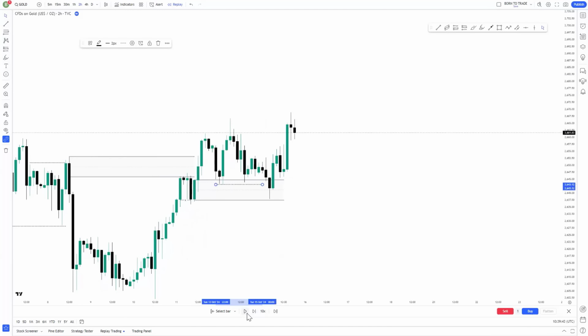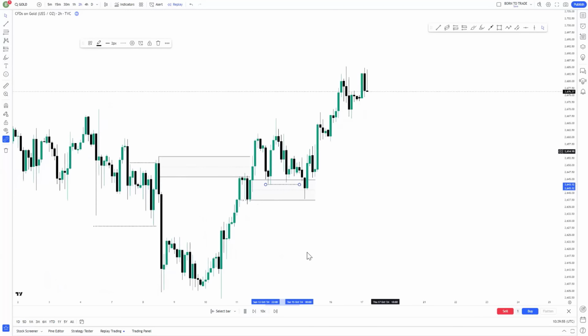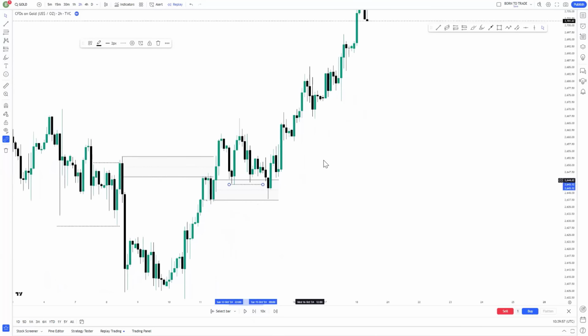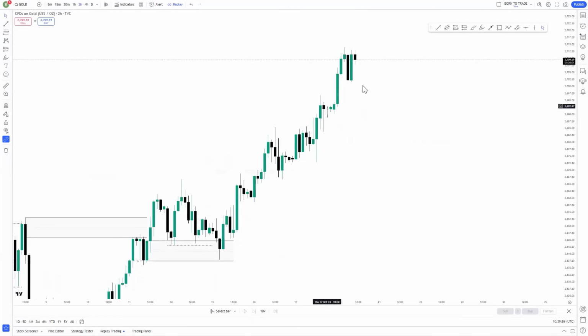Then this is where institutions step in. That's why I said that the institutions will always seek for liquidity. So we have something like relative equal lows inside our zone. Then you see price coming back once more to sweep that before price blasts to the upside. So I hope you can clearly see that. And this is the current price action. This is where price is at currently.